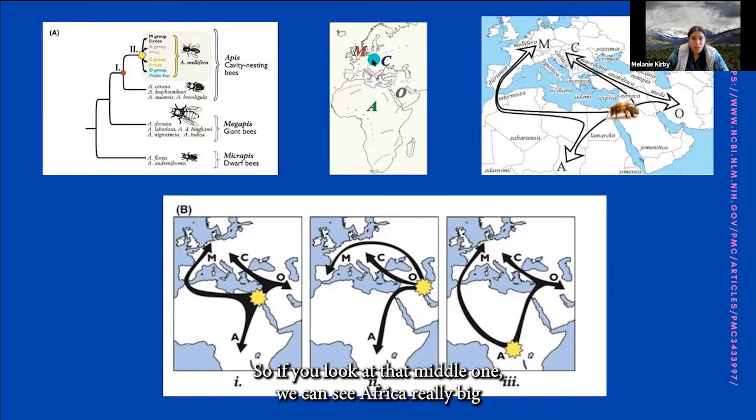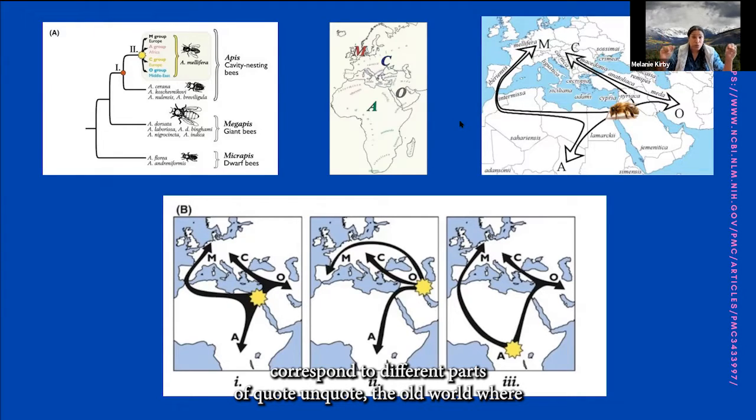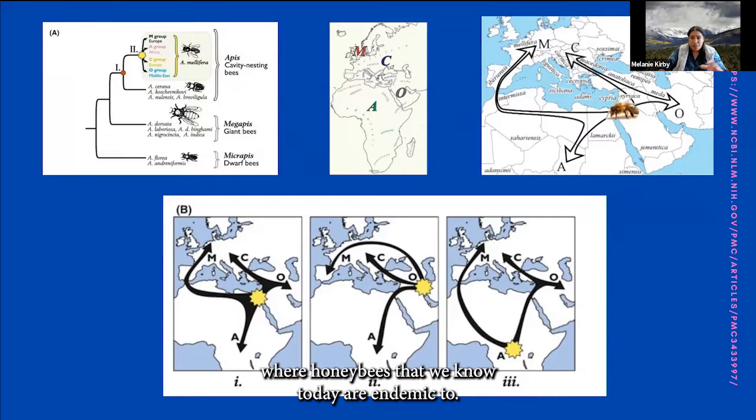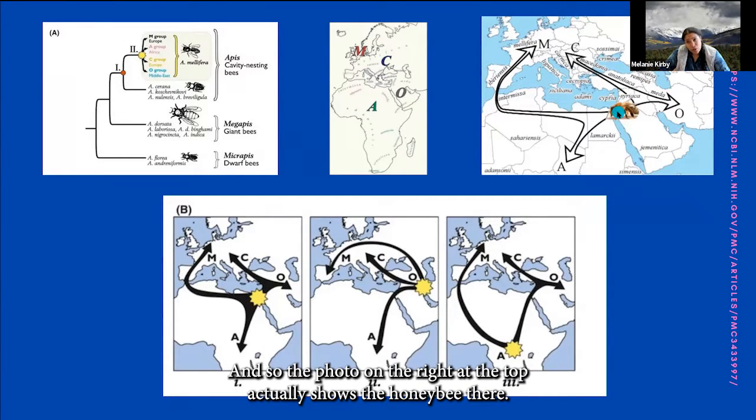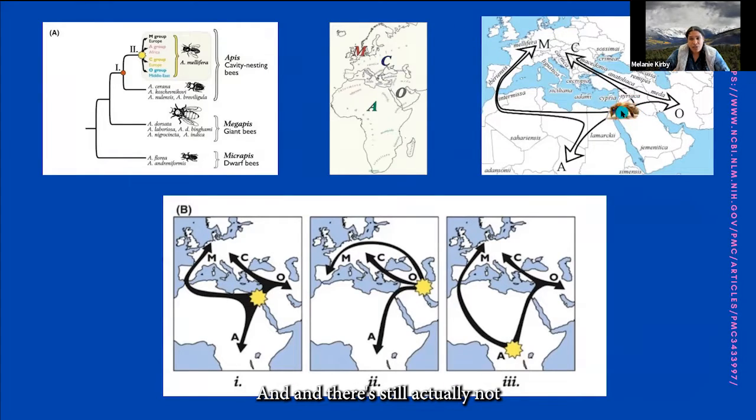So if you look at that middle one, where you can see Africa really big with an A on it, these different letters correspond to different parts of the quote unquote old world where honeybees that we know today are endemic. The photo on the right at the top actually shows the honeybee there, and there's still not a full consensus as to where honeybees originated from, but the thoughts are that it's either Middle East or Africa or possibly even Asia, but then they went in all these different directions.